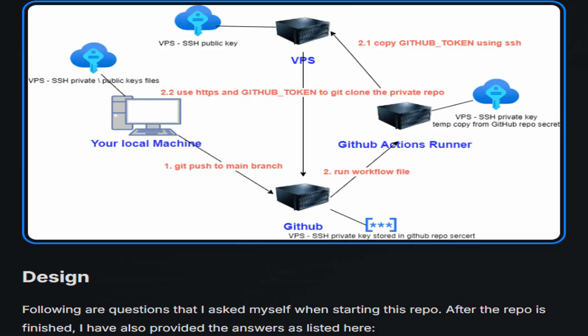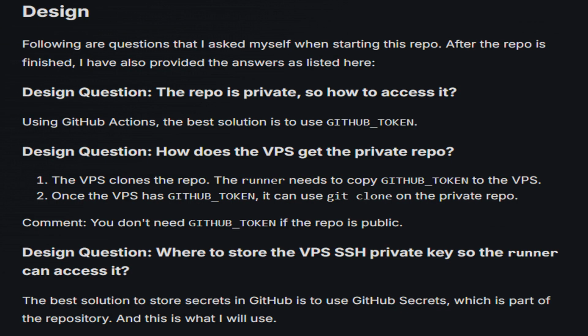The visual representation accompanying the previous summary illustrates the flow and interaction among the 4 components of the deployment related to the repository. The design section presents questions raised during the creation of the repository, hinting toward a thoughtful approach in addressing challenges in private repo access and deployment procedures.